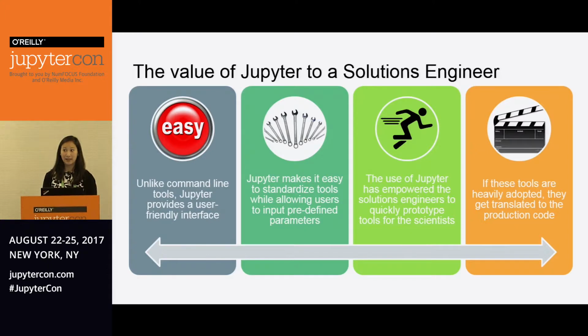Jupyter makes it easy to standardize tools. What's nice about using things like the widgets is that you can predefine what sort of input the user can put into the tool while still giving them options to enter. And the use of Jupyter empowered the solutions engineers to quickly prototype. None of us have UI backgrounds, and it's nice to use Jupyter as our UI. And finally, if the tools were heavily adopted and the users liked them and the software engineers thought they were something that we could adopt into our LIMS system, then they would get translated to production code.